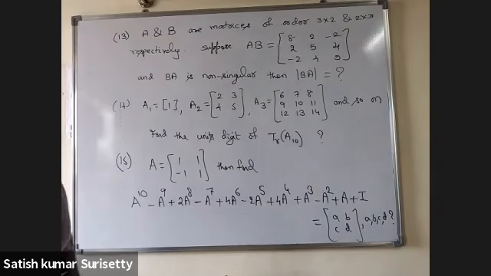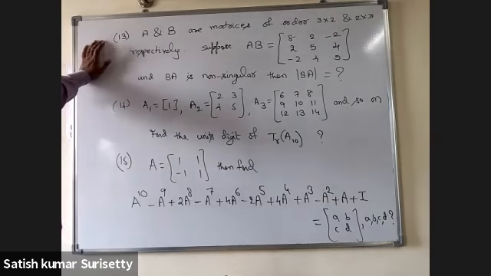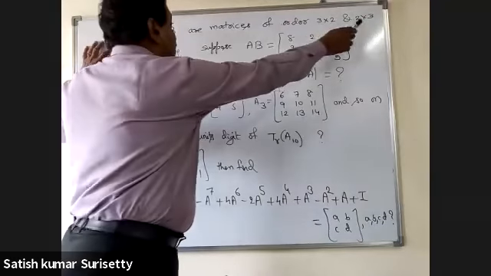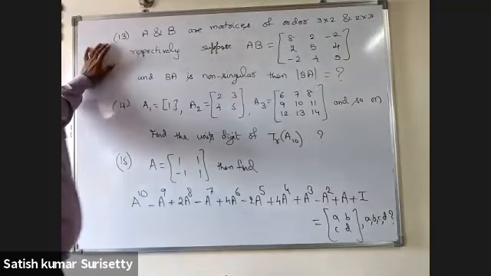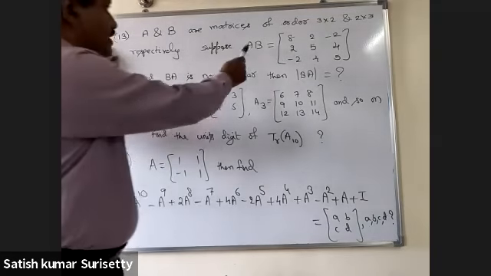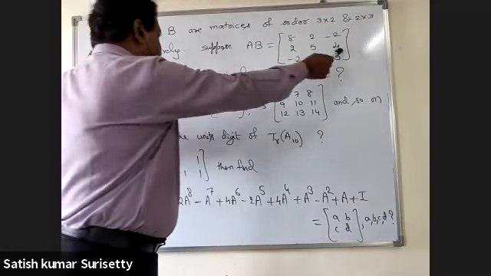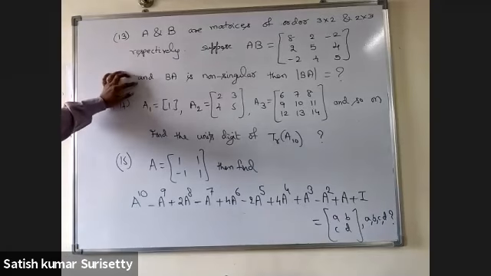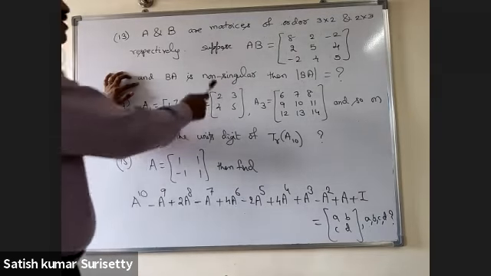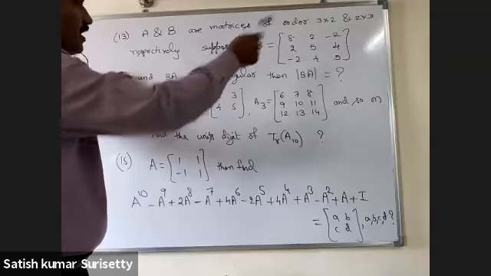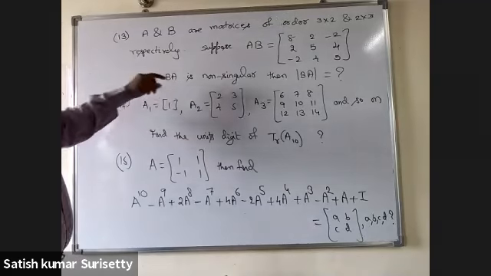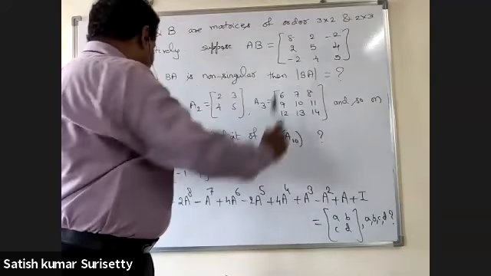So A and B are matrices of order 3 by 2 and 2 by 3. Remember, they are not square matrices. And AB is defined and it is a 3 by 3. And BA is non-singular. That is also defined only, because product BA is also defined. Then you have to calculate determinant of BA.